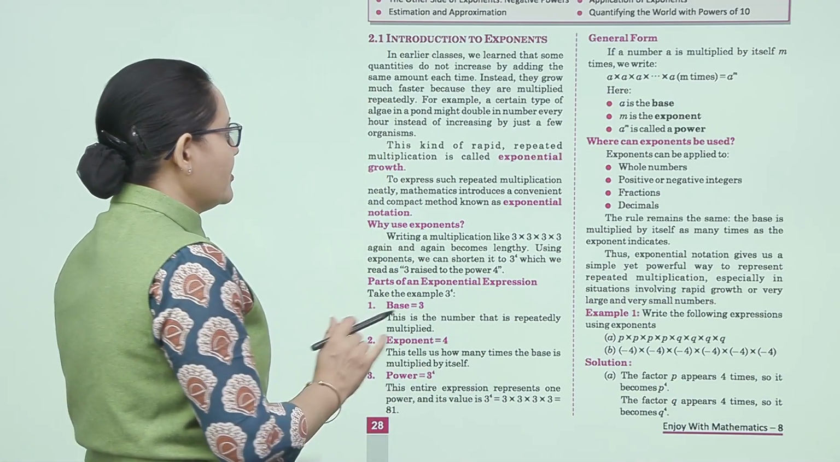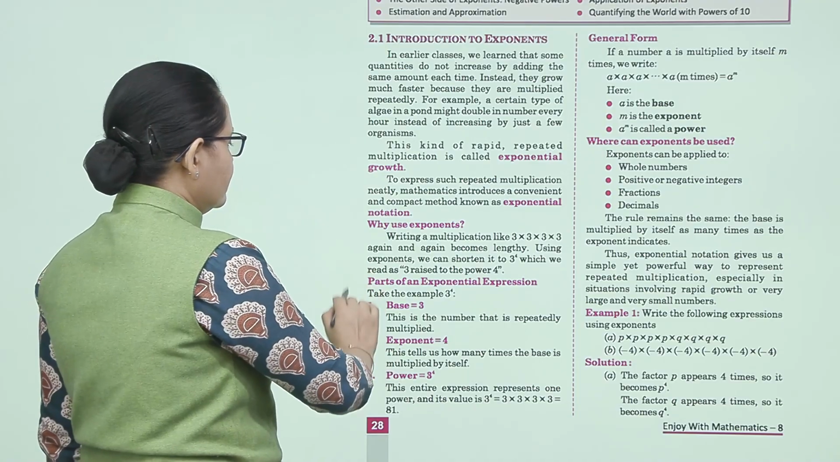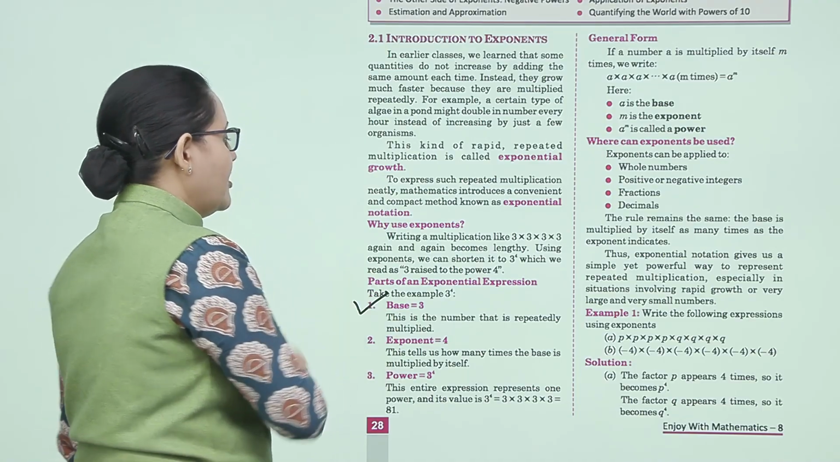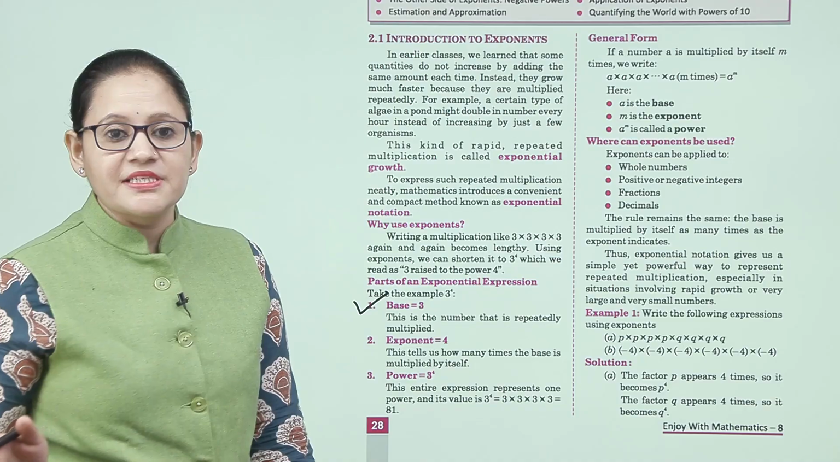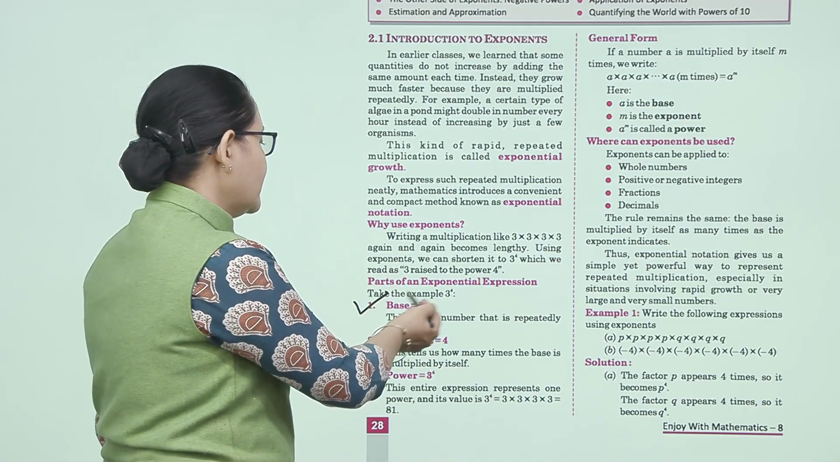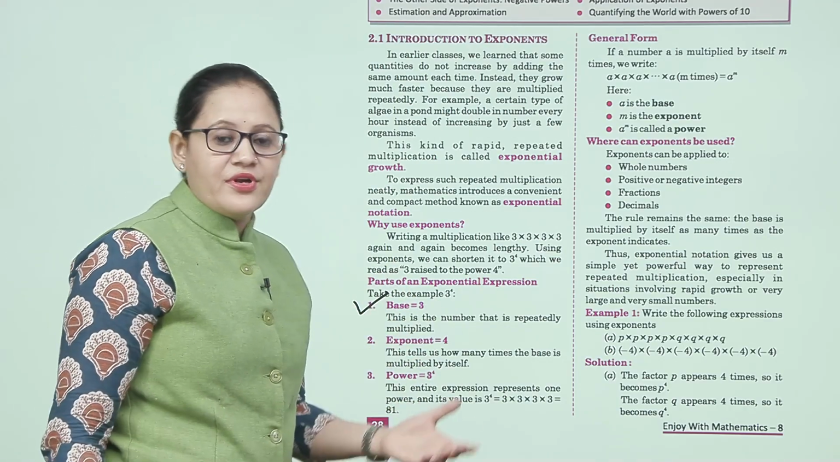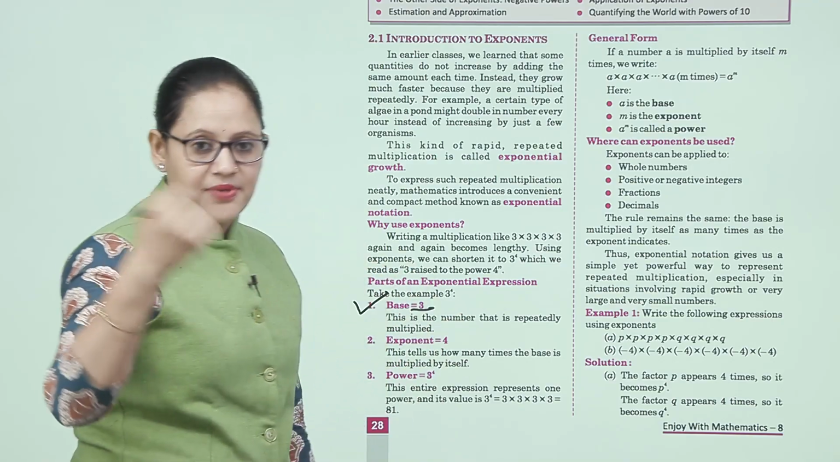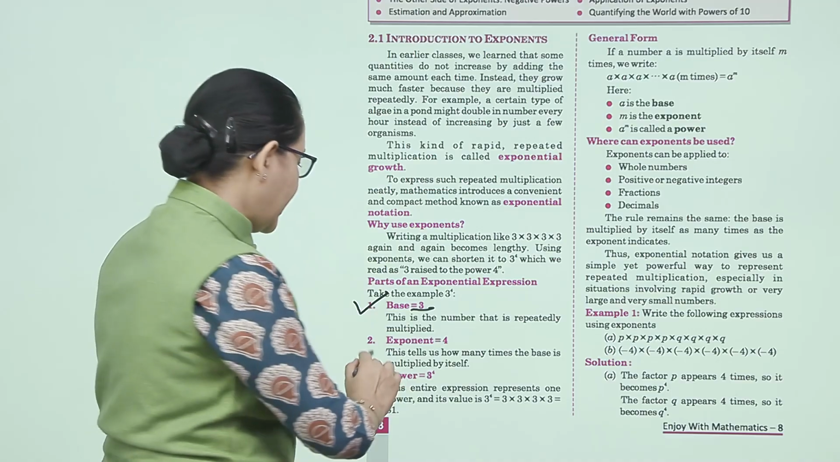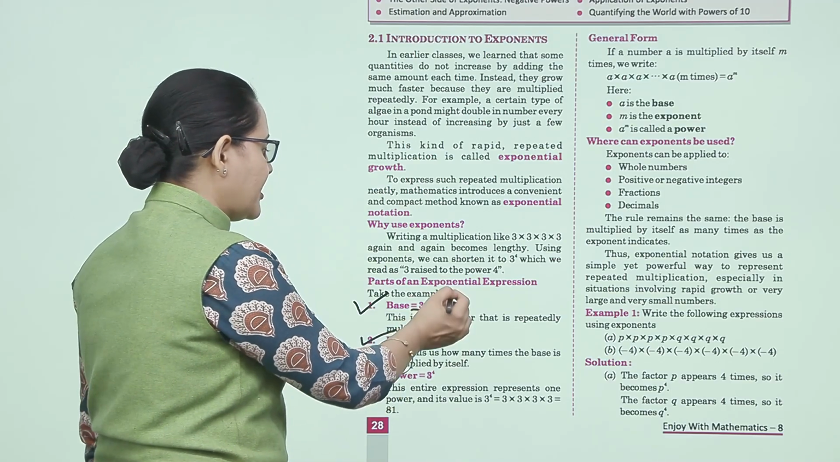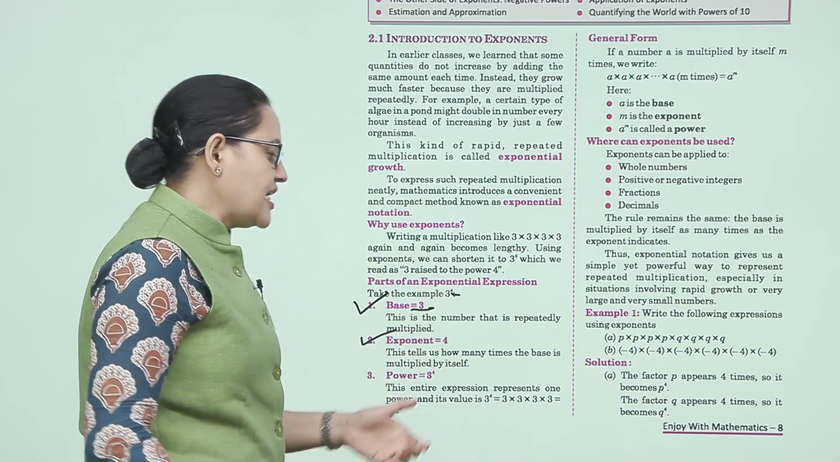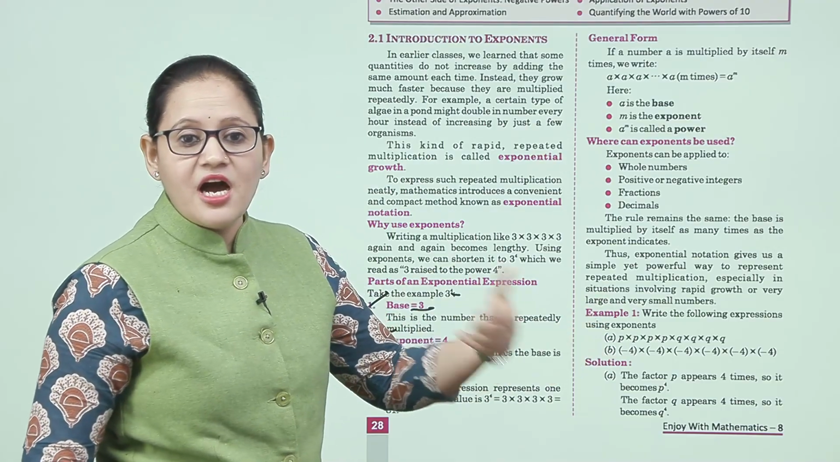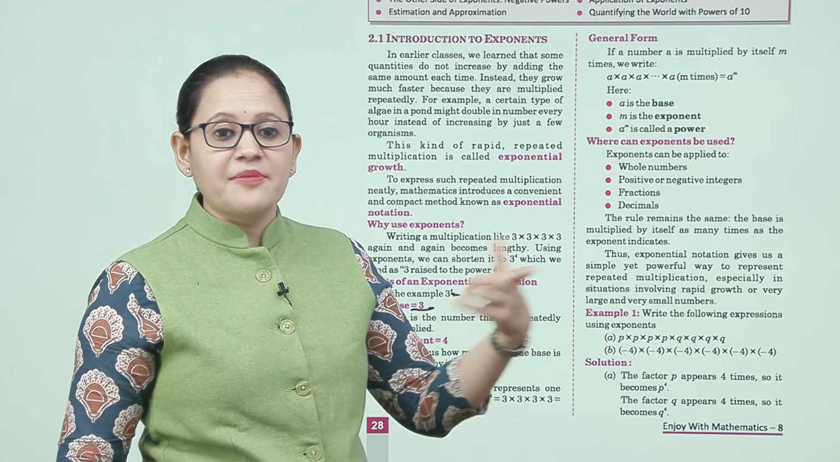Now, the parts of an exponential expression. Take the example 3 to the power 4. Here 3 is the base. This is the number that is repeatedly multiplied. Now, if we talk about the exponent, here the exponent is 4. This tells us how many times the base is multiplied by itself.